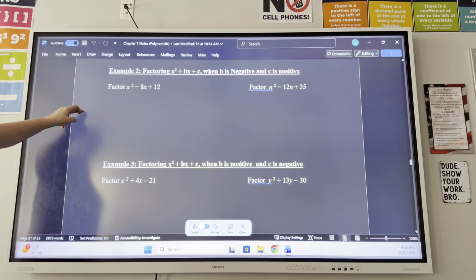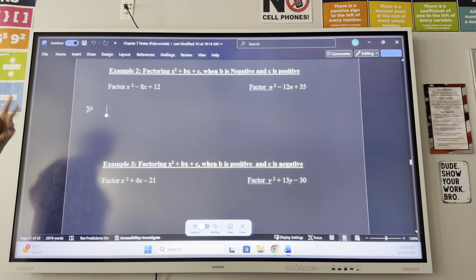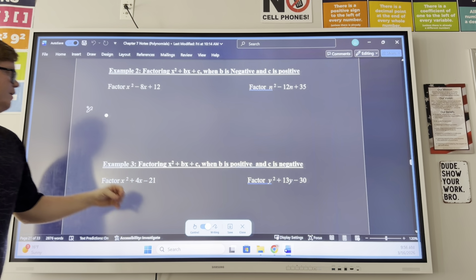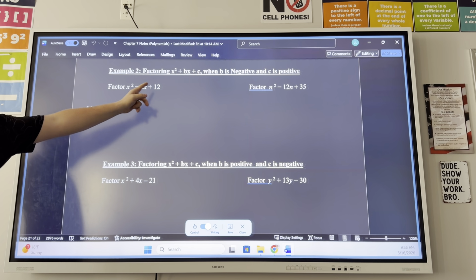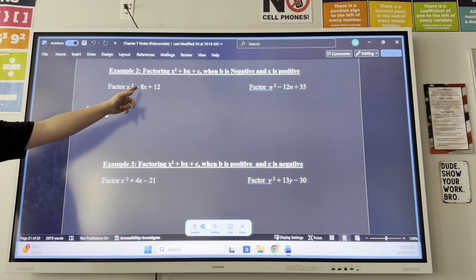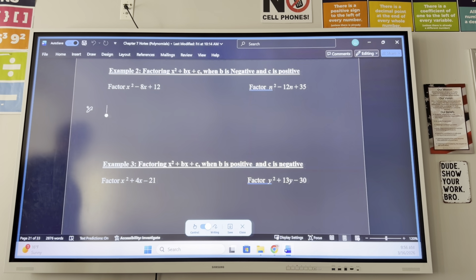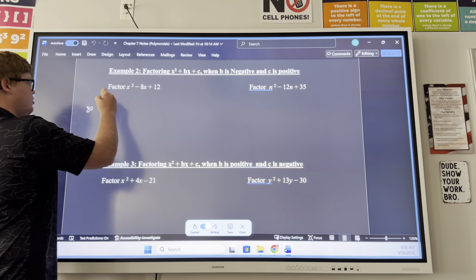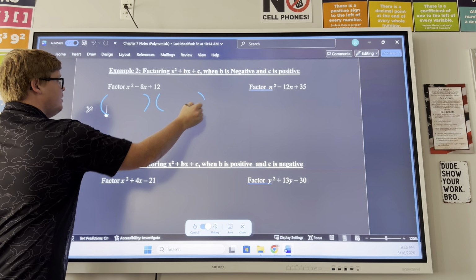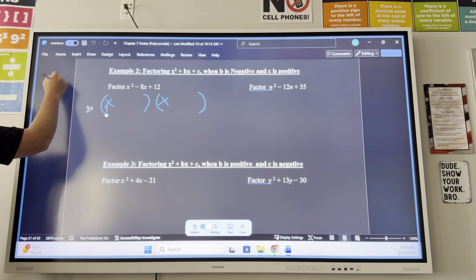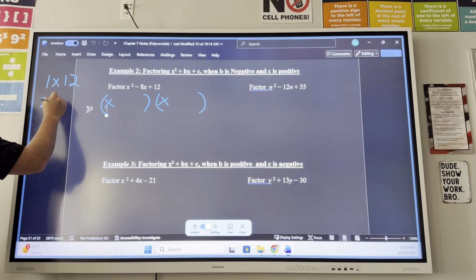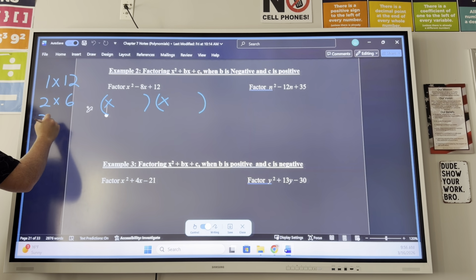We look at example 2. Same process. We have A, B, and C. We need to look at the factors of C that we can use to add up to be a negative 8. So, let's write our 2 parentheses. We have x and x. Let's look at the factors of 12. We have 1 times 12. We have 2 times 6. We have 3 times 4.